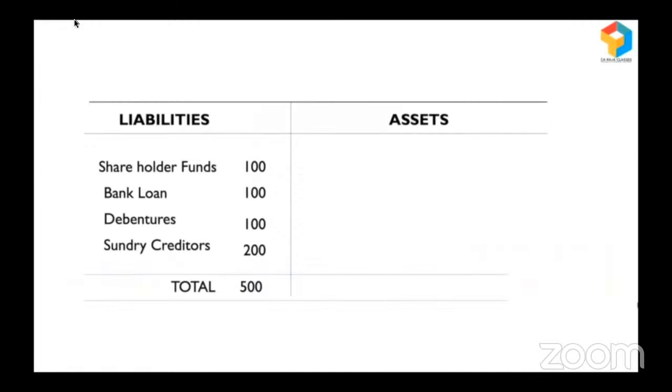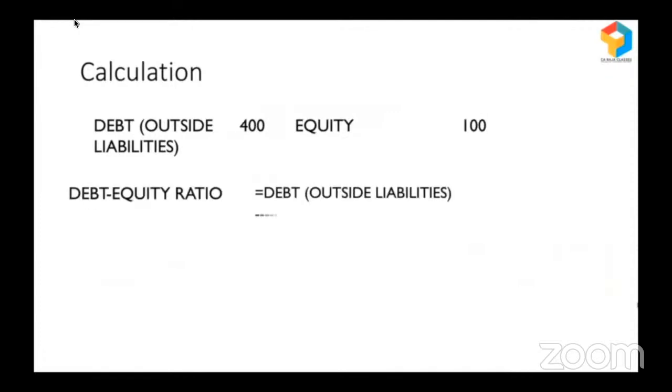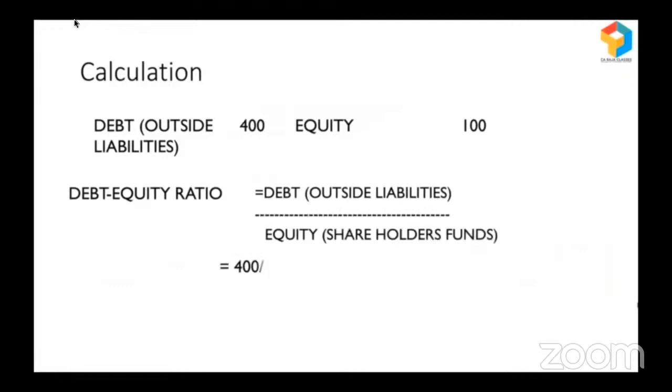Now what we are trying to understand is the debt equity ratio. So we have to compare the debt with equity. Equity is the owner's money. In this case, it is this 100. And debt is the sum of all the three. We call them outside liabilities, and it is 400. So let's compare the debt with equity. Debt is 400, equity is 100, and the formula for debt equity ratio is debt divided by equity. 400 by 100, we get the value as 4.